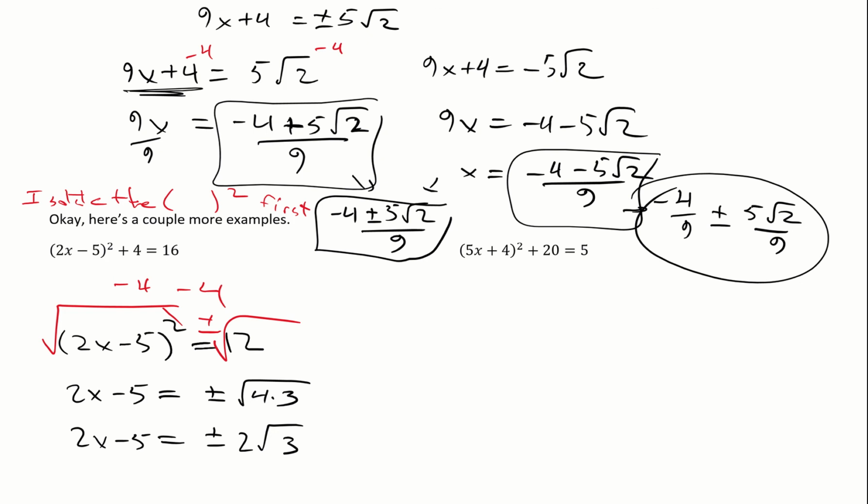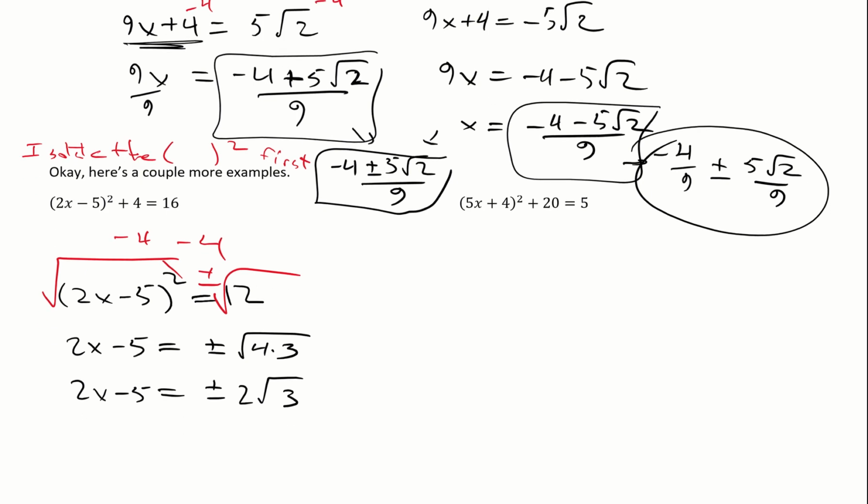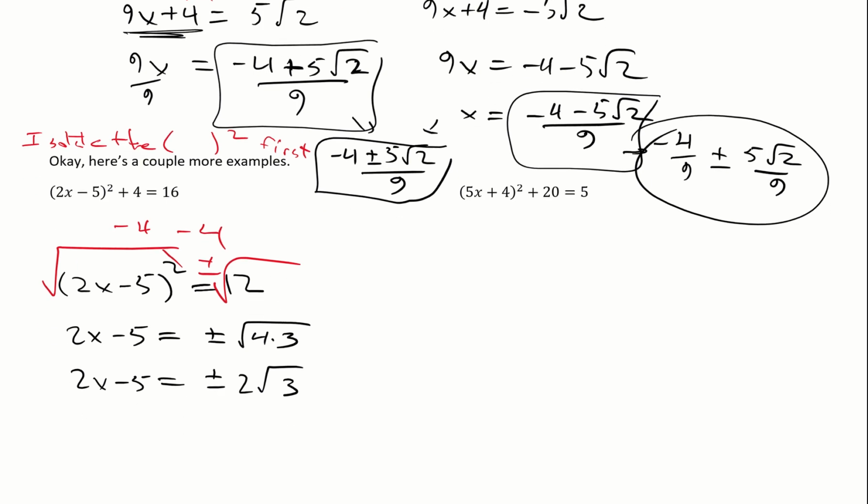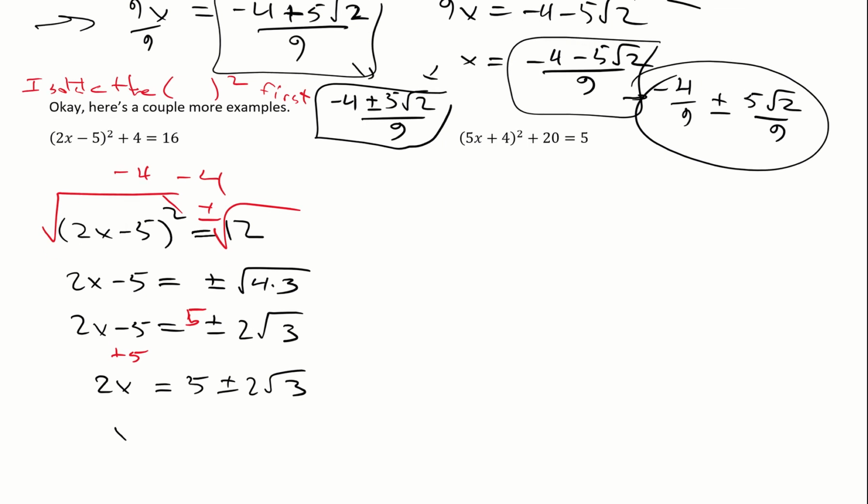Okay. For those of you that are more daring, what we're going to do is solve this all at once. Instead of splitting it in 2, I'll solve it all at once, and it'll save a little bit of time. We're going to go plus 5, and I'm going to put the 5 right in front of the plus or minus. So now we have 2x is equal to 5 plus or minus 2 radical 3. And that's taking care of these two cases up here all at once. Last step, divide by 2.